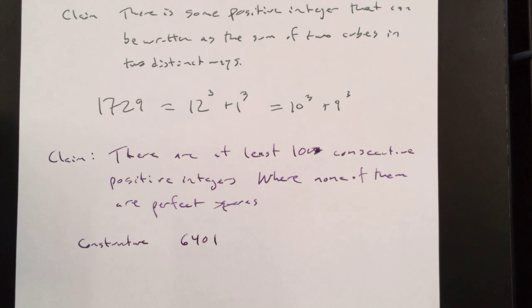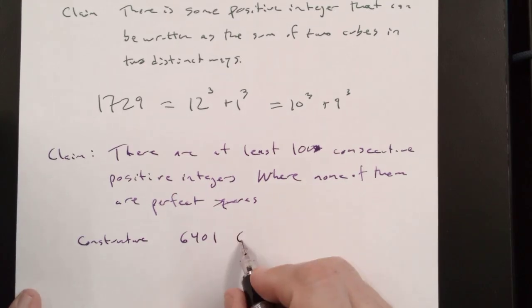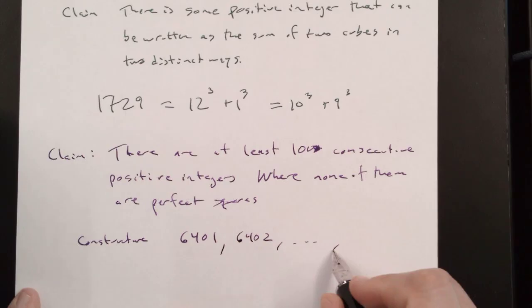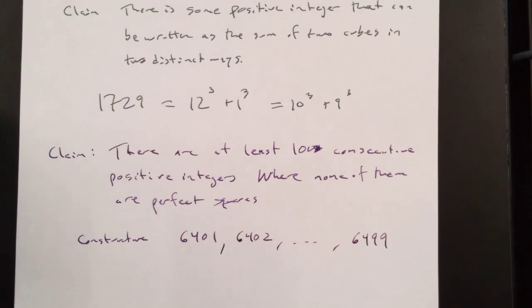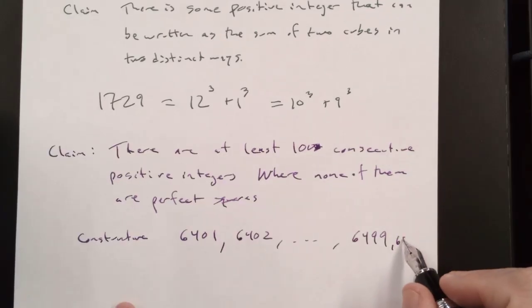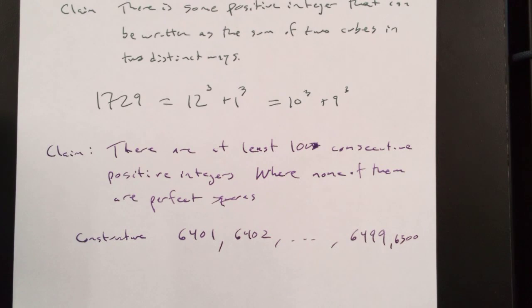Square root of 6,401 is not an integer. Right? 6,401. Take the square root. You don't get a whole number. I've built you a list of 100 numbers. I don't care which one you pick in the middle there. Any number between 6,401 and 6,500. Take the square root. You will not get a whole number.